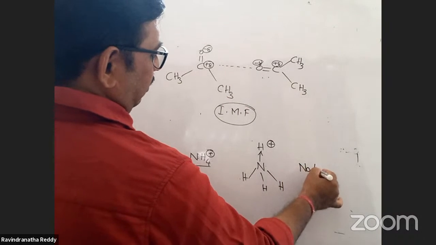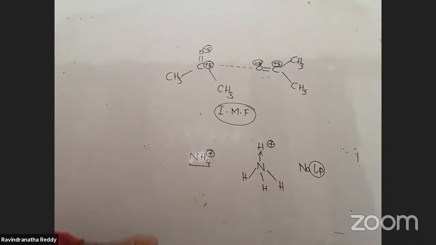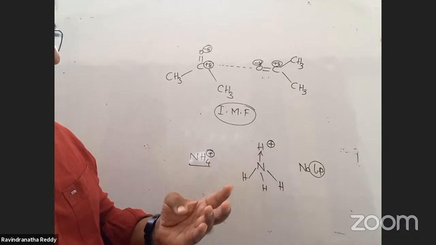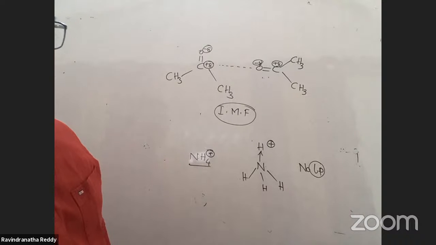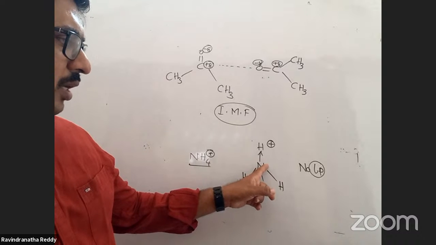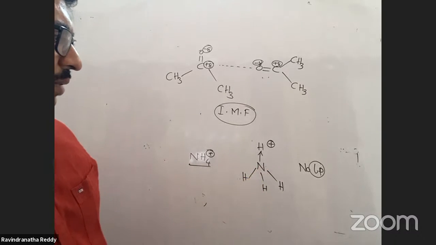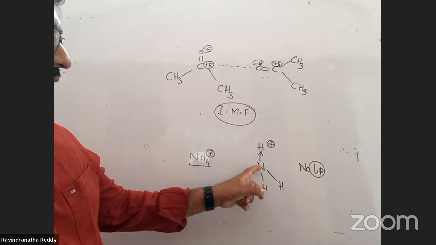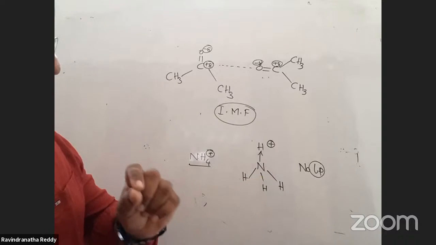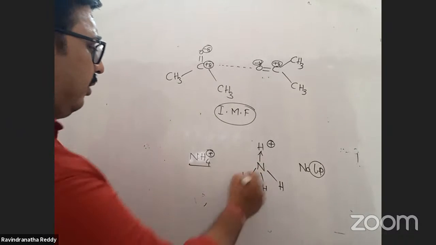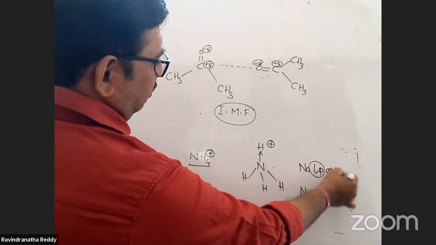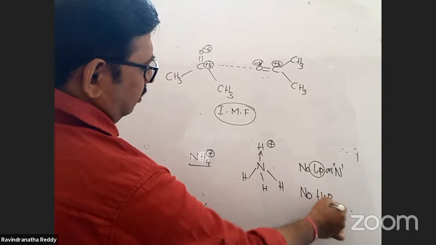So what is the condition? For hydrogen bonding, the hydrogen atom must be present on a more electronegative atom like nitrogen, oxygen, or fluorine. That is one condition. The second condition is that the more electronegative atom attached to hydrogen must contain at least one lone pair. So no lone pair, no hydrogen bond. No lone pair on nitrogen, so no hydrogen bond.